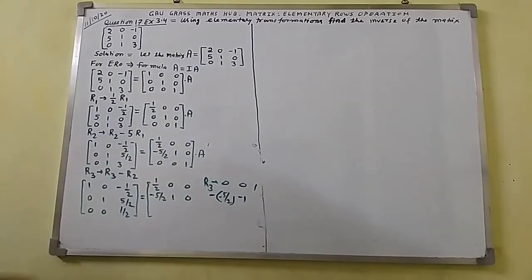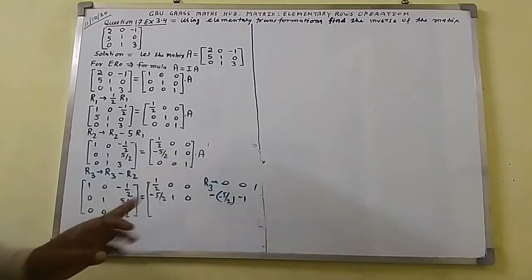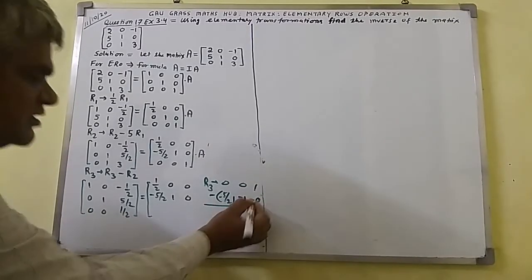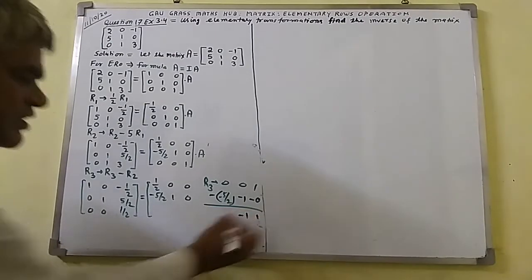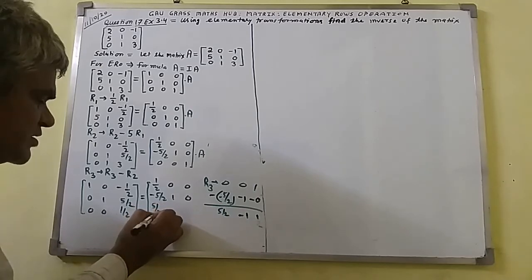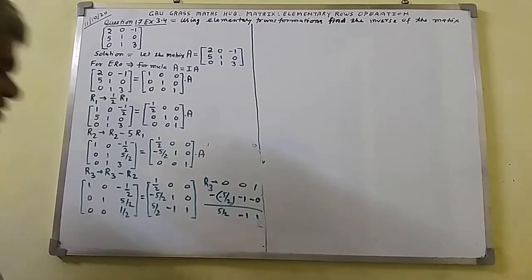Okay. After that I shall write R3 minus R2, I write here 0. Do the operation here: minus 0, so we get 1. Here we get minus 1. Here we will get 5 by 2. The element here will be 5 by 2. Here we get minus 1, and here we get 1. Closing of the square bracket will be done.